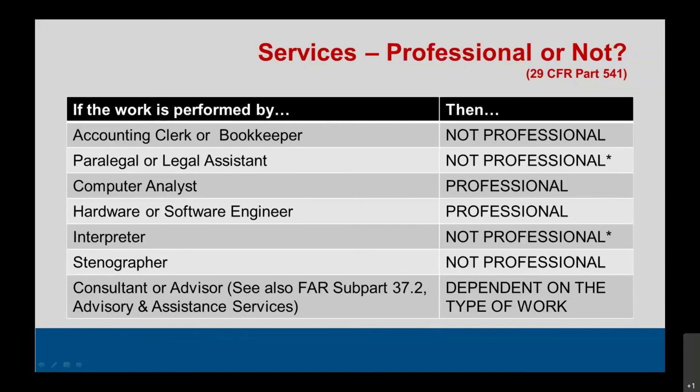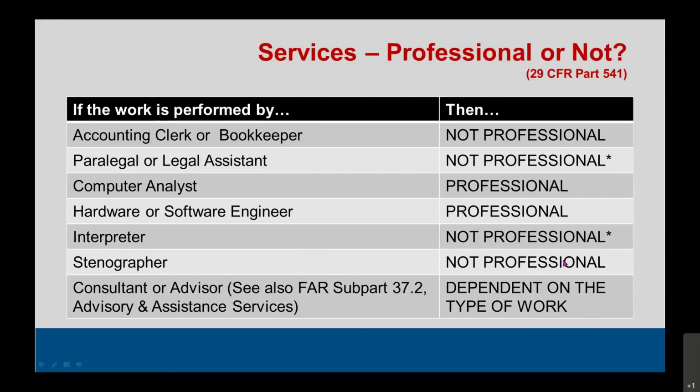Computer analysts and hardware software engineers are considered professional. Interpreters may or may not be considered professional. It depends on if they need an advanced degree that is necessary for the type of interpretation they're going to be doing, such as a linguist or something like that. Stenographers are not considered professional categories because an advanced degree is not required. But when it comes to consultants or advisors, and a lot of people like to call themselves consultants or advisors, you have to go back to the definition of professional services, and it really does depend on the work. So calling oneself a consultant or an advisor just does not confer advanced knowledge necessarily to make that position exempt from the Fair Labor Standards Act.